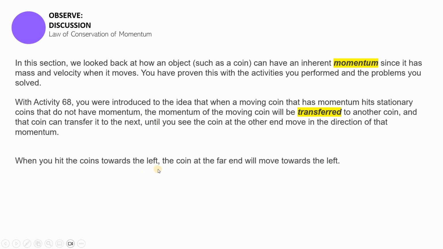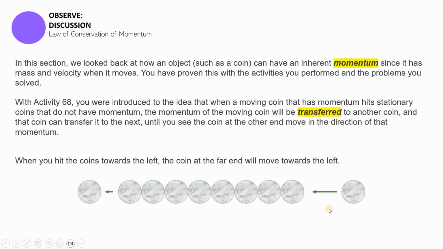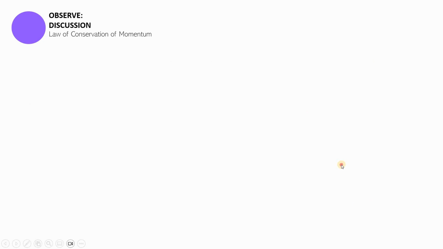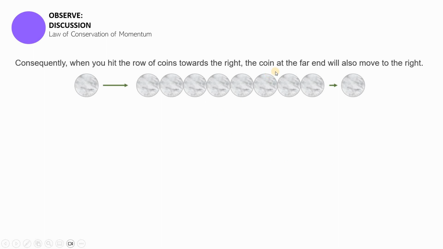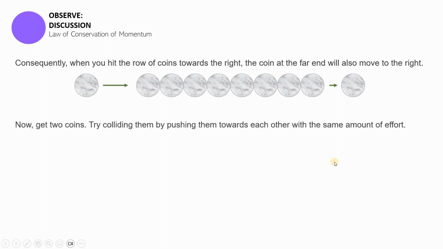Now, when you hit the coins toward the left, the coin at the far end will move towards the left. That's what we were talking about kanina. But if the coin over here, ito naman yung ginamit mo to hit the line of coins, surely the last coin over here, which is this one, will move towards the right. It's not going to move papunta sa taas o kaya papunta sa baba because the application of the momentum was towards this direction. All right? Okay. Now, consequently, when you hit the row of coins towards the right, the coin at the far end will move towards the right. That's what I was talking about.